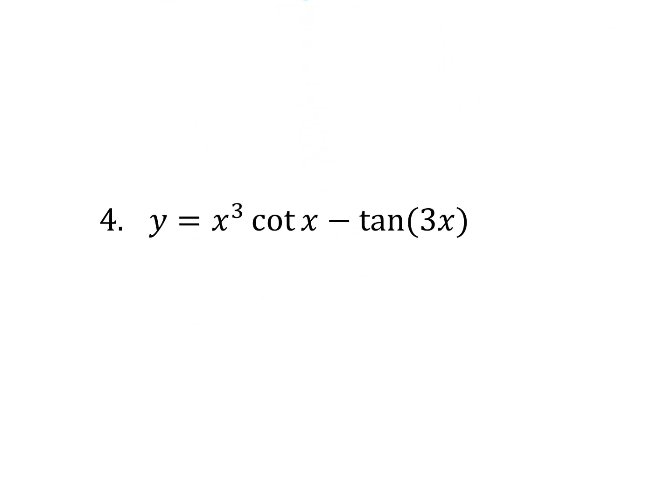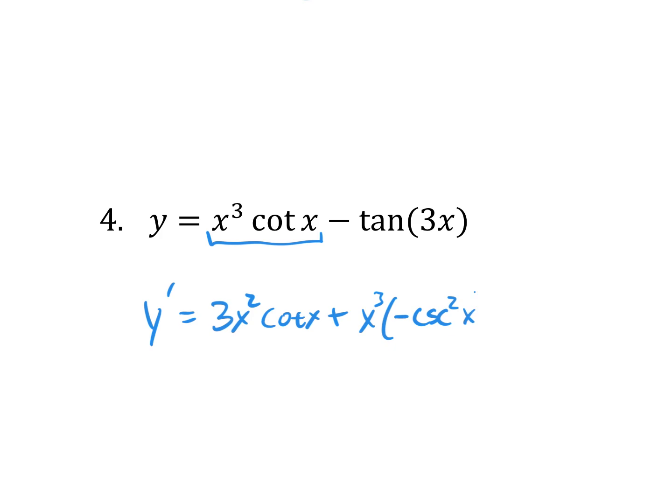Number 4, we've got a product rule going on here. So we're going to have y prime, no rewrites needed. The derivative of the first is 3x squared times cotangent of x, plus the first, which is x cubed, times the derivative of cotangent, which is negative cosecant squared.